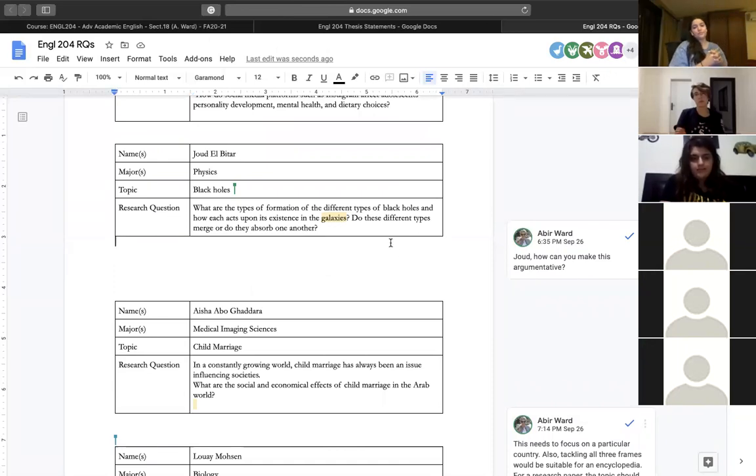What are the types of formation of the different types of black holes, and how does each act upon its existence in the galaxies? Too broad. Are you sure you want to do this? Number one, what is the frame? You have to frame it.